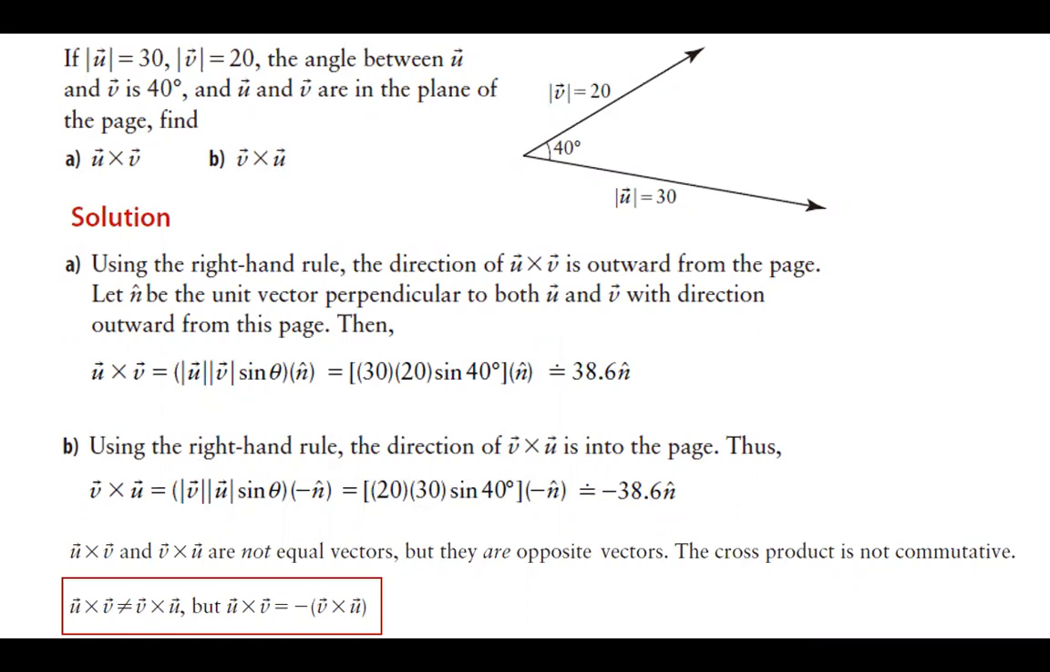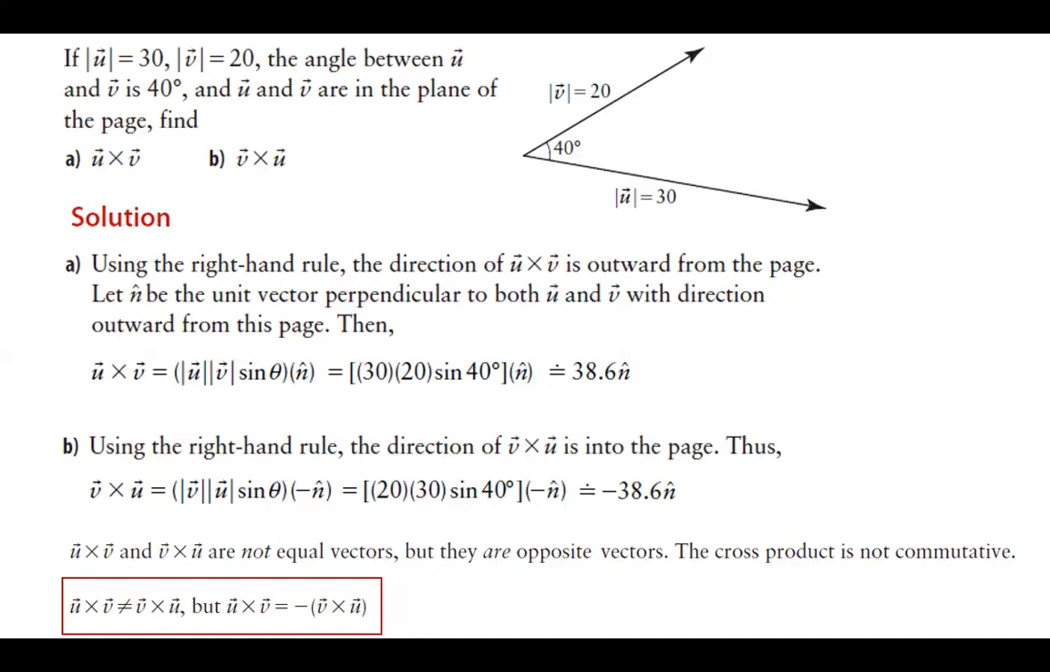Well, n hat is the unit vector perpendicular to both u and v with direction outward from this page. You should specify the magnitude and direction of n hat. Remember this, okay? In question B, using the right-hand rule, the direction of v cross u is into the page, right? Always use the right-hand rule to find the direction of the cross product.